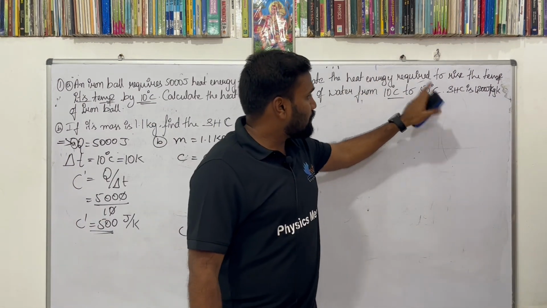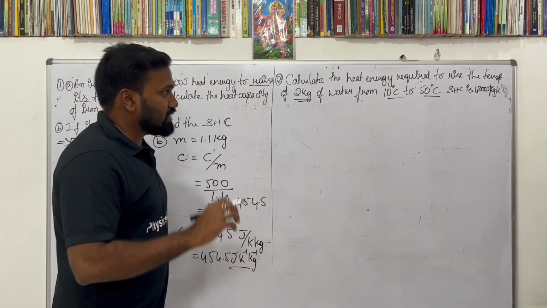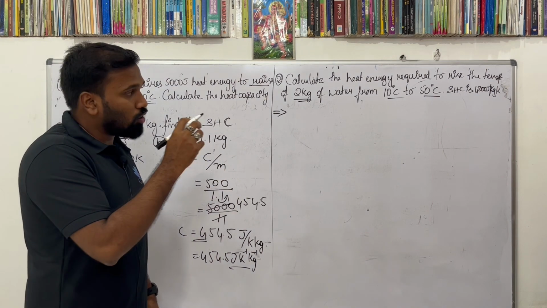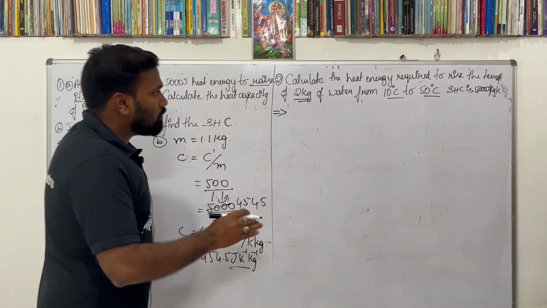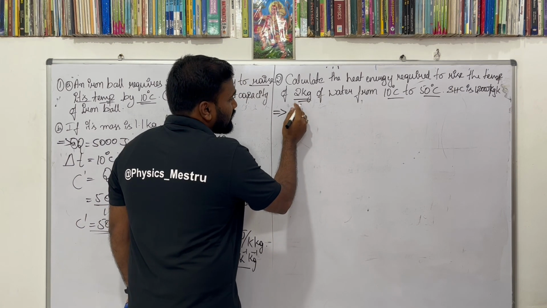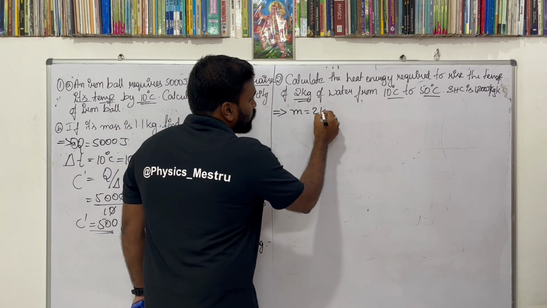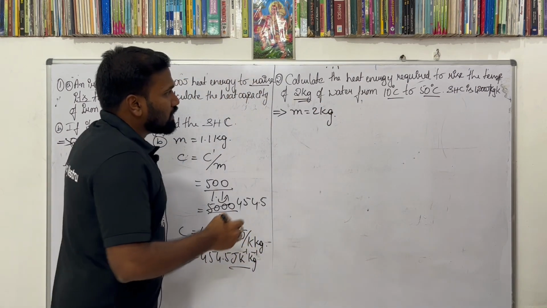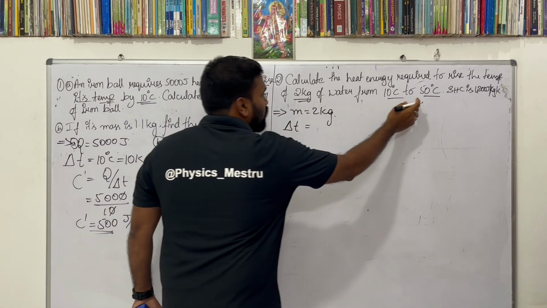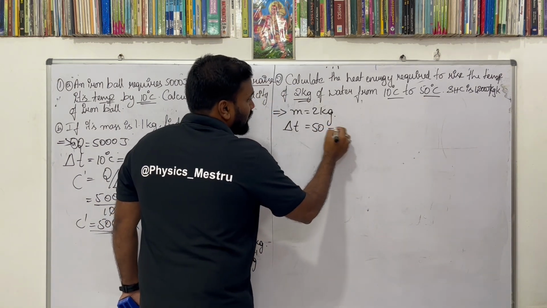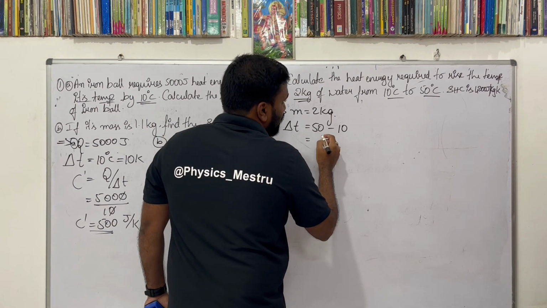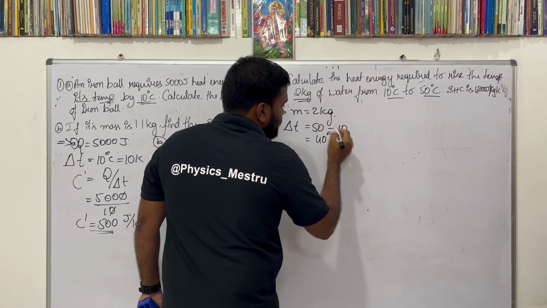Kelvin, but the temperature they have given in terms of what? Degree Celsius. Now here you can understand very clearly how to convert it into Kelvin also. I'll make you understand each and every concept very clearly. Here the mass they have given is 2 kg. The change in temperature, delta T, is the maximum value minus the minimum value. What is the maximum value? 50. What is the minimum value? 10. So the change in temperature is 40 degrees Celsius.